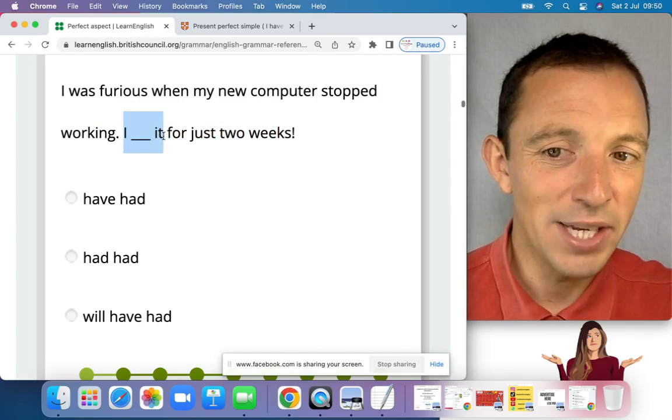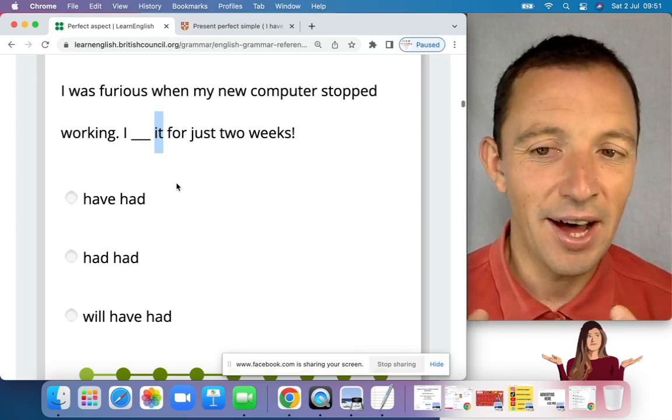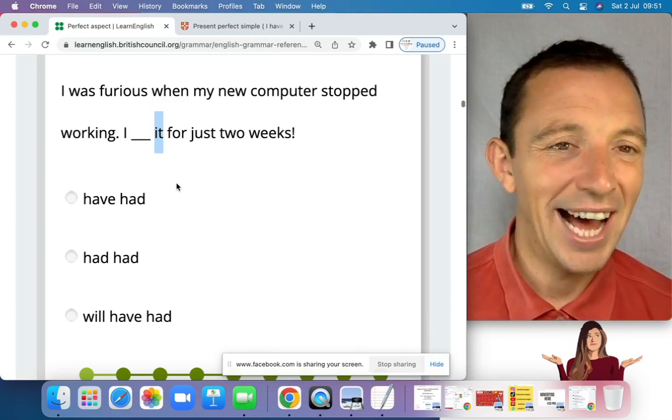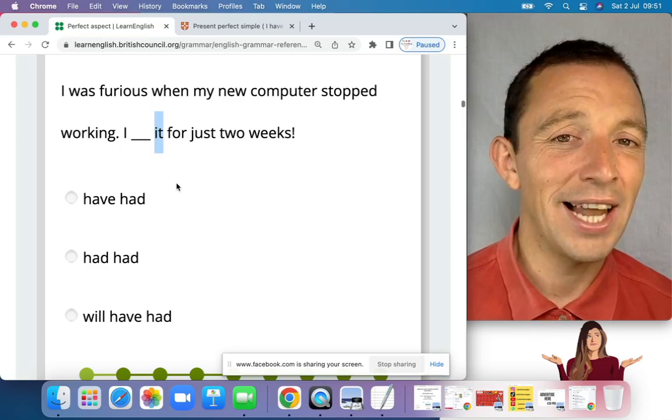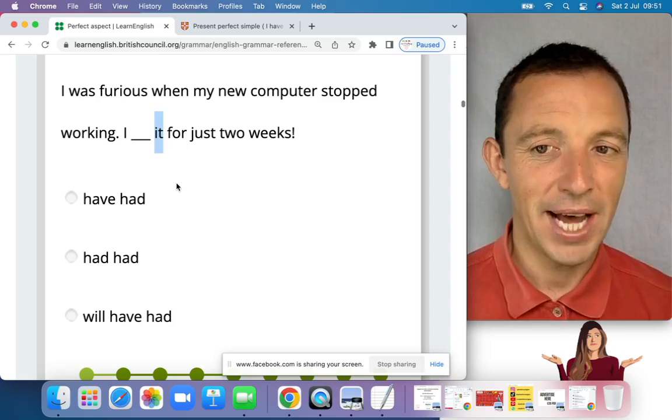It for 2 weeks. It is the computer, and I have had it for 2 weeks. I had had it for 2 weeks. I will have had it for 2 weeks. So what do you think is the correct answer?